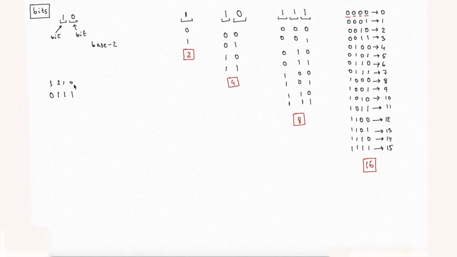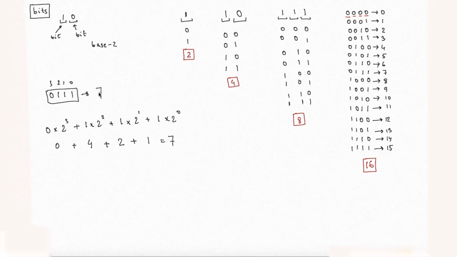Because this is base 2, we'll be having powers of 2. So in this case, 0 is multiplied by 2 cubed, and 1 is multiplied by 2 squared. 1 is again multiplied by 2 to the 1, and 1 is multiplied by 2 to the 0. So what this comes out to be is this is 0, this is 4, this is 2, and this is 1, which comes out to be 7. And basically, 0, 1, 1, 1 is the binary representation of the integer 7.